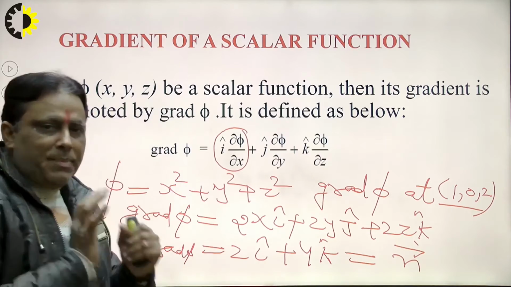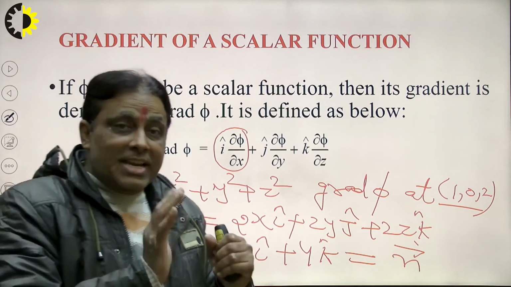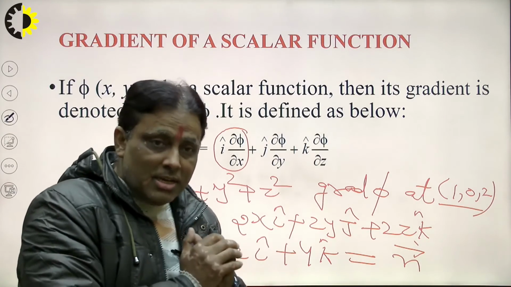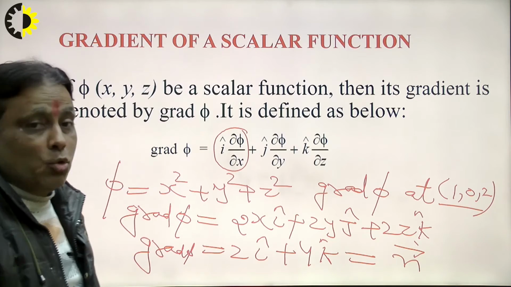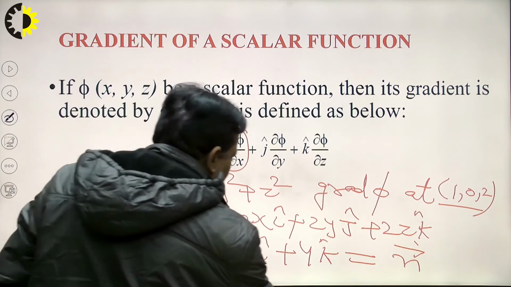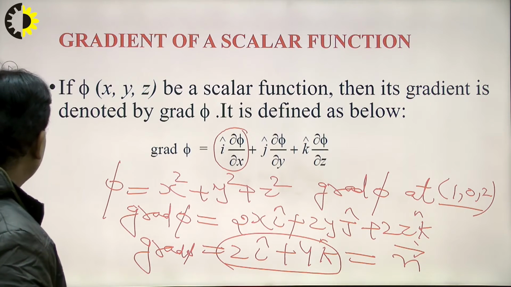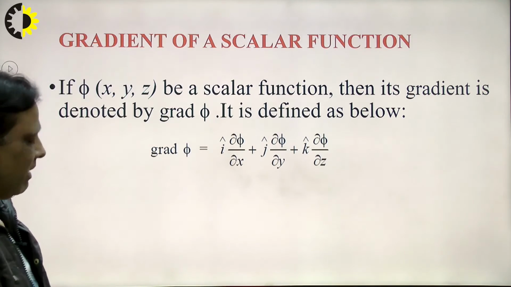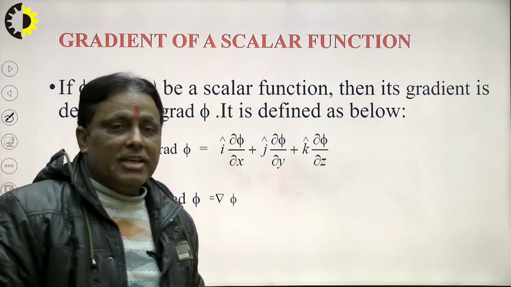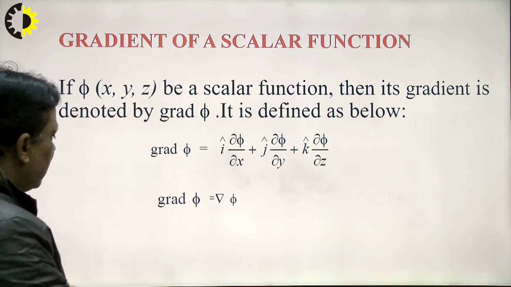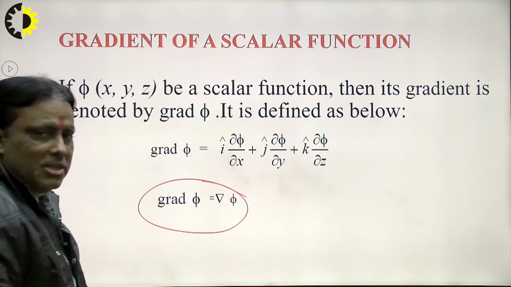Students, keep in mind that phi is a scalar point function, but the result of grad phi is known as a vector function. Keep in mind this quantity is a vector quantity, because del phi is a vector quantity. In this way we can find the gradient of a scalar function. So we can write grad phi is equal to del phi, as I explained just now.